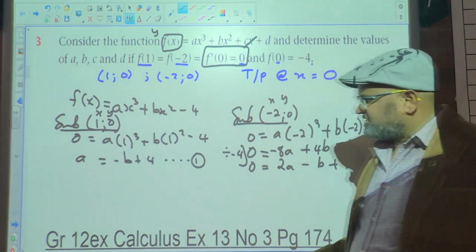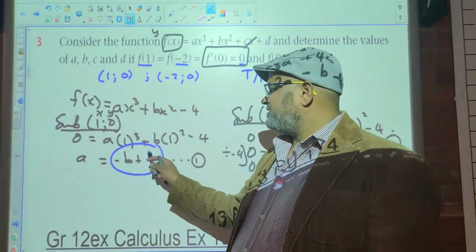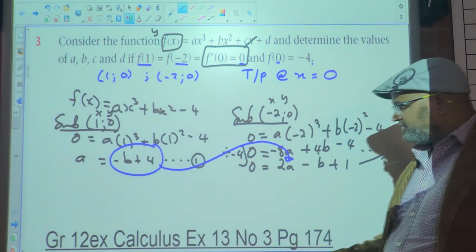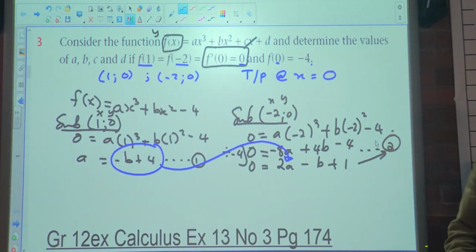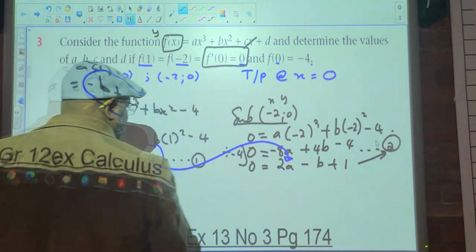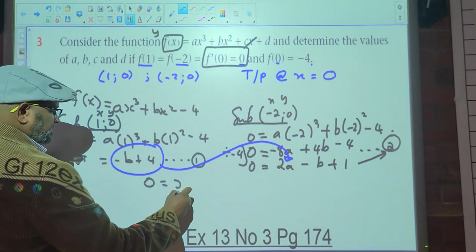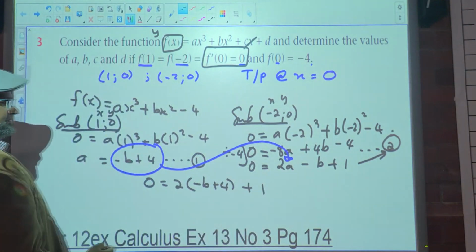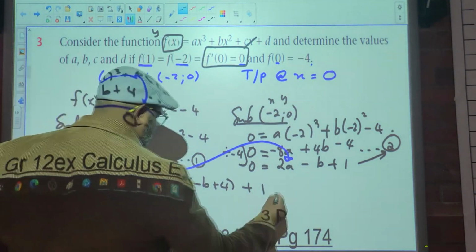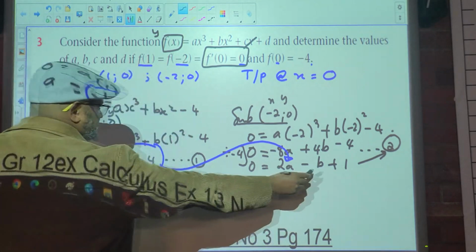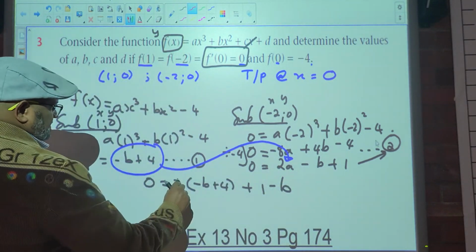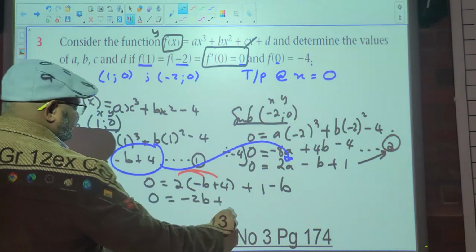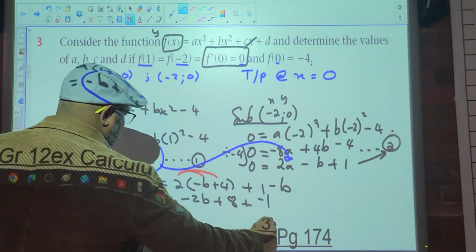So what I do is, if I see an a, I put a negative b plus 4. You all agree with that? So my equation now reads 0 equals 2 into negative b plus 4 plus 1 minus b. So minus b plus 1. So I get rid of the brackets there, multiply out, so 0 is equal to negative 2b plus 8 plus 1 minus b.